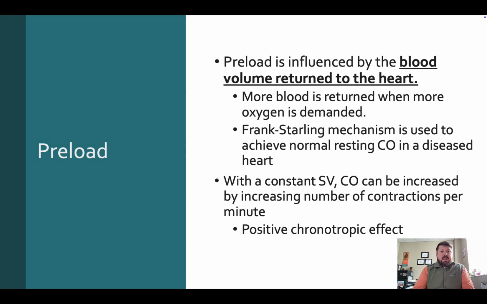Preload is influenced by the blood volume returned to the heart. So more blood is returned when more oxygen is demanded, and the Frank-Starling mechanism is used to achieve normal resting cardiac output in a diseased heart. With a constant stroke volume, cardiac output can be increased by increasing the number of contractions per minute.